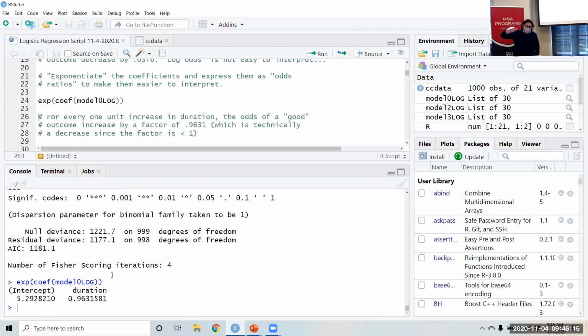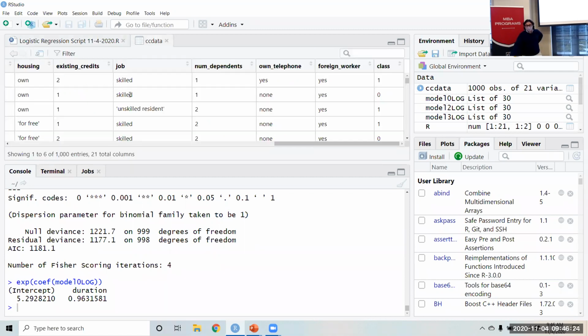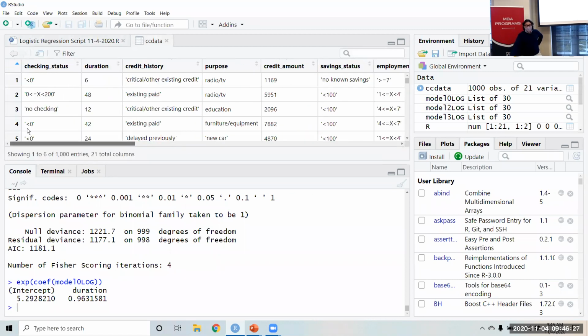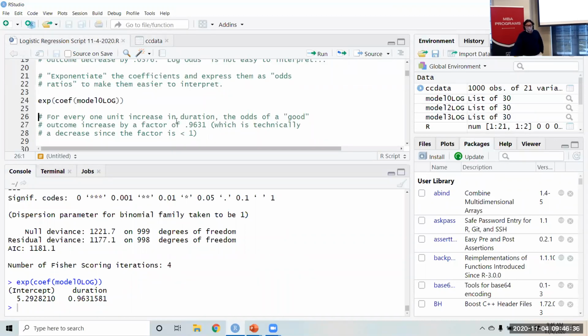So the odds go down and down and down just a little bit for every additional period that the loan is being repaid in, right? And we can tell from the data, this isn't explicit in the data, but we can infer from the numbers that we're talking about months here, right? So 6 months, 48 months, 12 months, etc. So for every additional month in duration, the odds of a good outcome increase by a factor of 0.9631, which is a decrease. So are there any questions there about setting up your logistic regression and interpreting it?